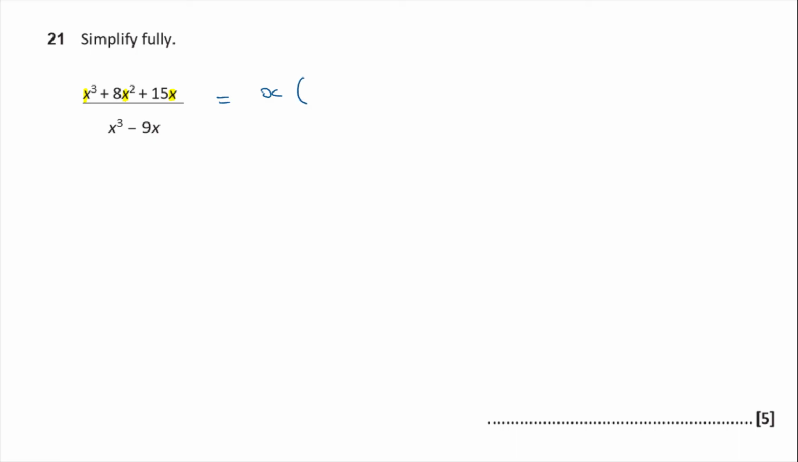So that would be x lots of x squared plus 8x plus 15. And now we've got x times a quadratic. And we can do the same thing on the bottom as well, look, because I've got x and x in both of those. So factorizing out an x as well. That's going to be x lots of x squared minus 9. Okay. Now I'm just going to cancel those x's straight away, and I'm going to just forget about those. They're gone.